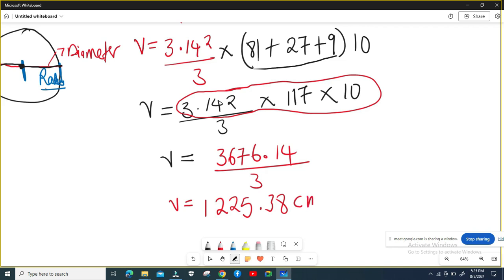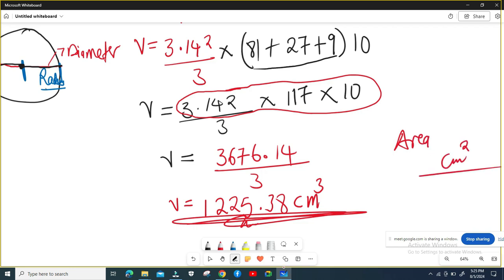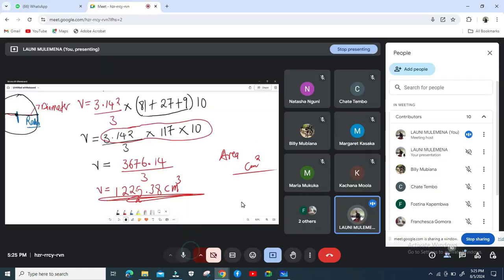Unless it was the area, it is always raised to a 2, centimeter squared, but for volume it is centimeter cubed. So in short, the memory tip you need to have is this: under trig, the area that we calculate is centimeter squared with a 2, but for a frustum, it's centimeter cubed. So this was our answer, and this is the calculation.